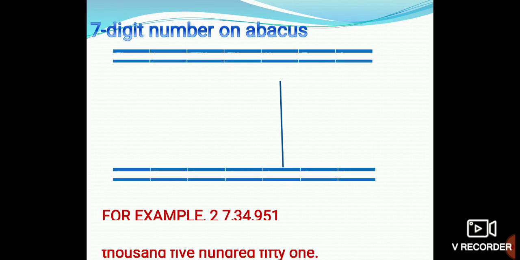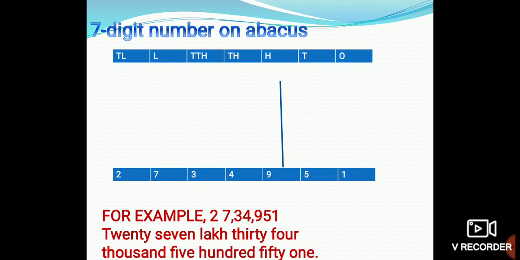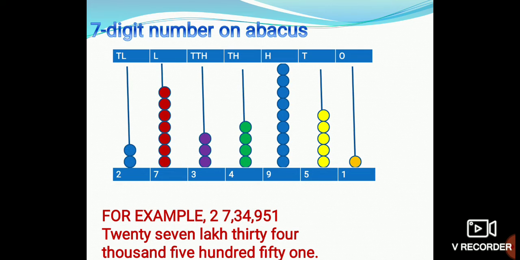7 digit numbers on abacus. For example, 2734951. Again, we will represent it on our abacus this way.